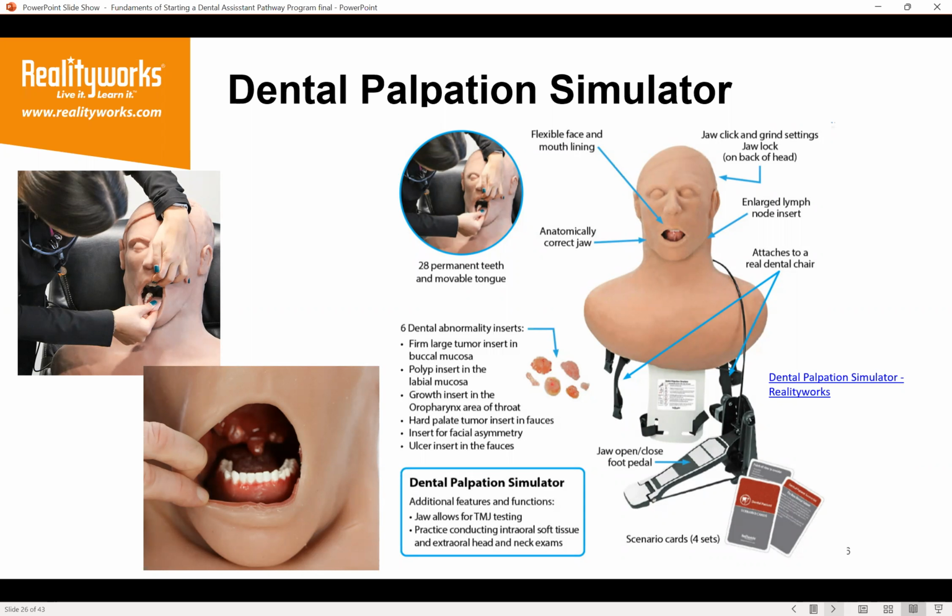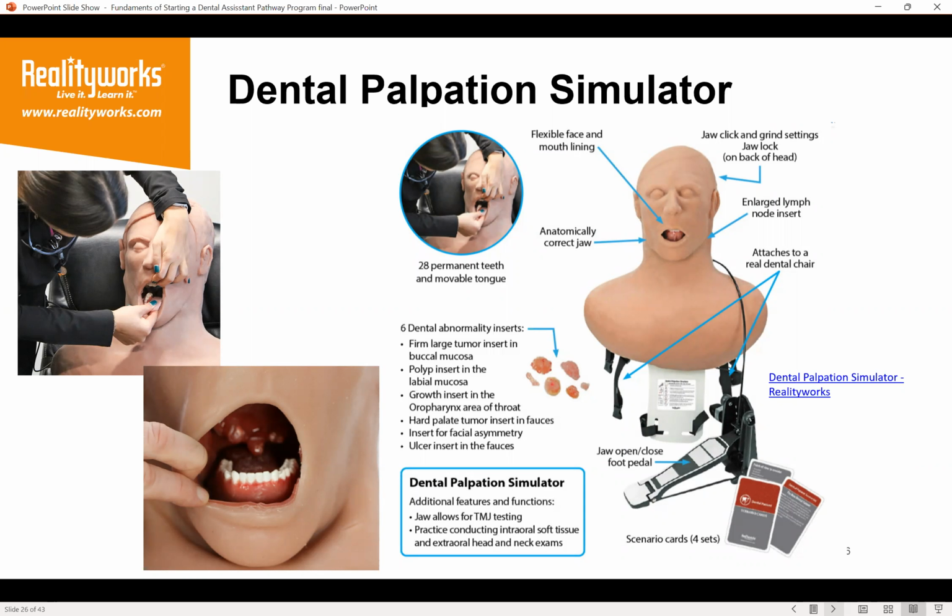We've got some things that are insertable, like lymph nodes, things for facial asymmetry, but then there's also some 6 to 8 different abnormalities that are a permanent part of the interior soft tissues that students do the examination, and they go inside and they find those. We also have some inserts that you can put into the trainer, and your students can do an oral examination and they can find those things and identify what they are.